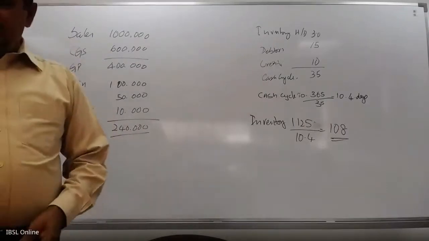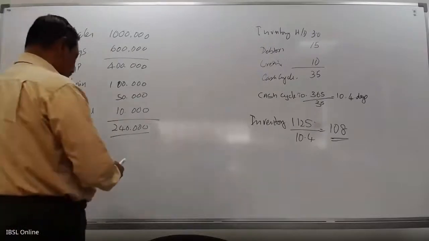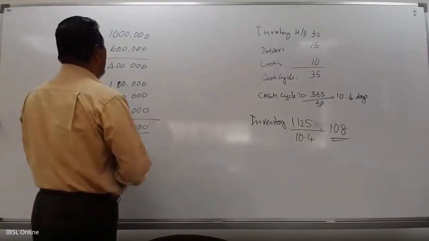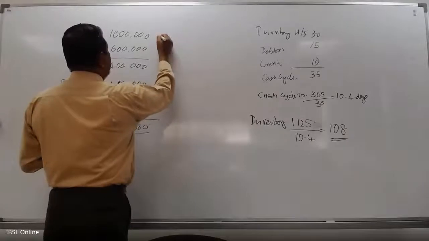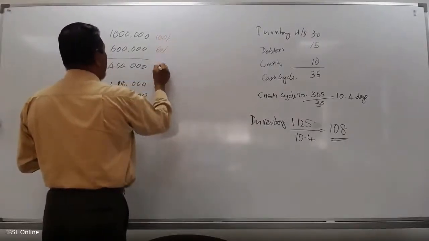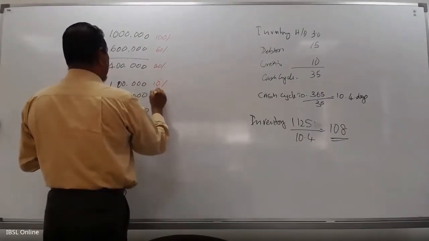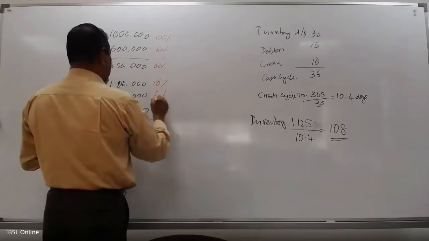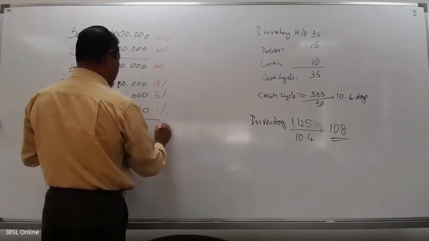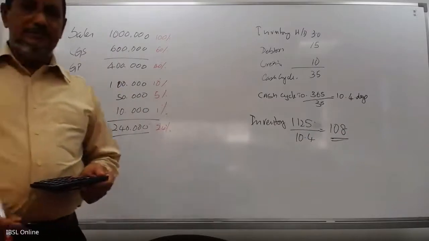The percentages are still okay. Make sales 100%, 60%, 40%, 10%, 5%, 1%, 24%.